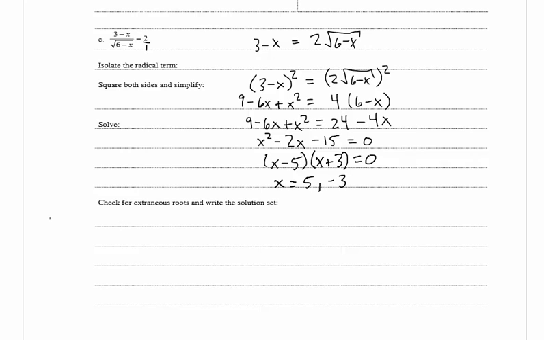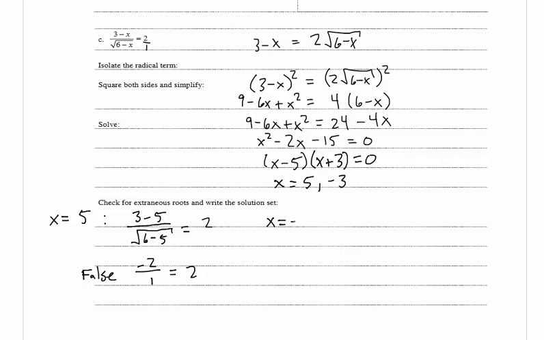So when x is equal to 5, we have 3 minus 5 divided by the square root of 6 minus 5 is equal to 2. And then we have 3 minus 5 is negative 2 divided by 6 minus 5 is 1. The square root of 1 is 1. So negative 2 is not equal to 2. So this is false. So 5 is an extraneous solution and not part of our solution set.